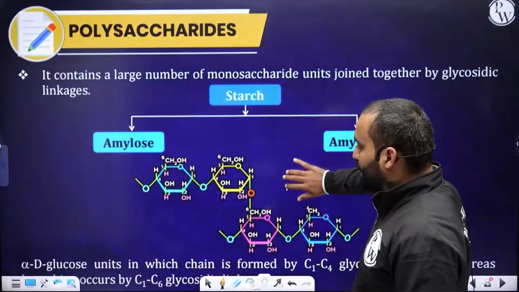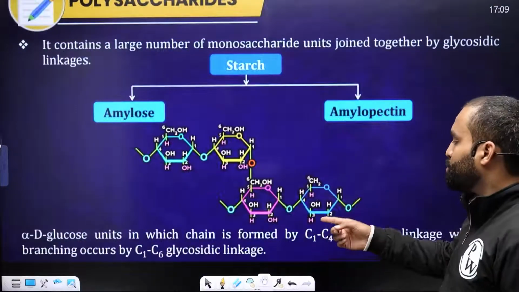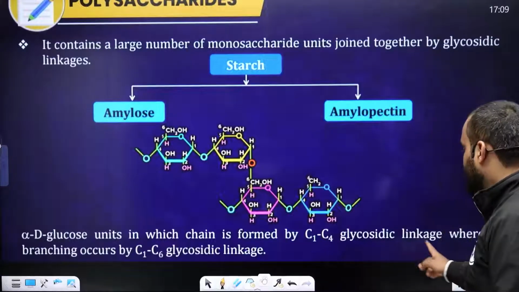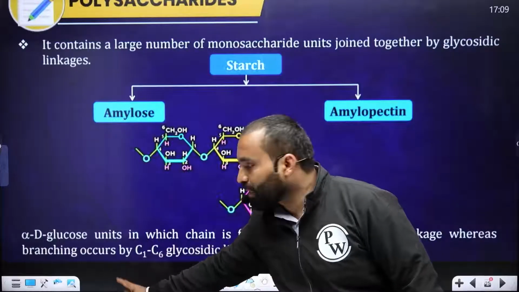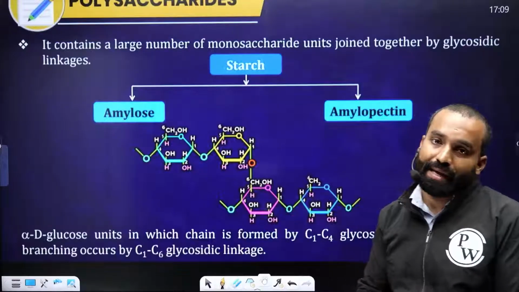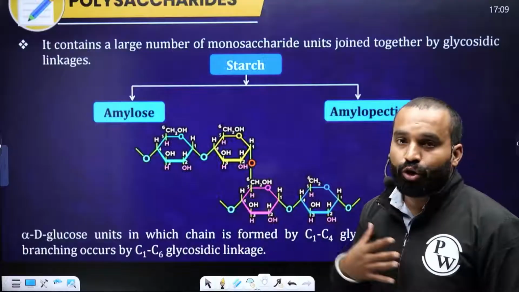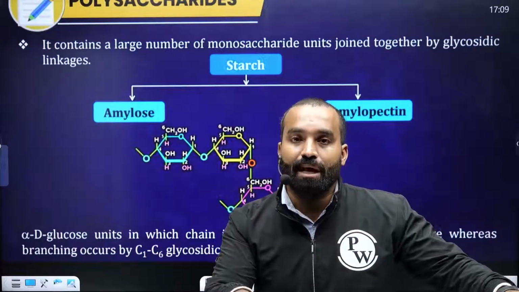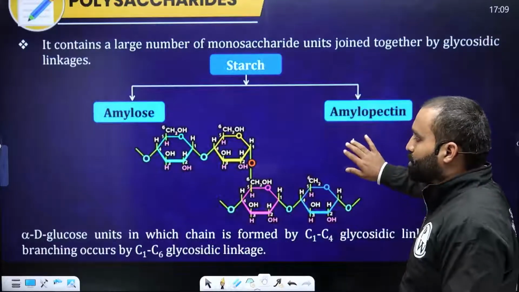Let me pull this slide up a little so that you can read it. Alpha D glucose units in which the chain is formed by C1 C4 glycosidic linkage. Where is the branching occurring, guys? Branching occurs at C1 by C1 C6 linkage, and that becomes a challenge for the human body to digest. We lack one particular enzyme, and we are unable to digest that. So that becomes a challenge for us.